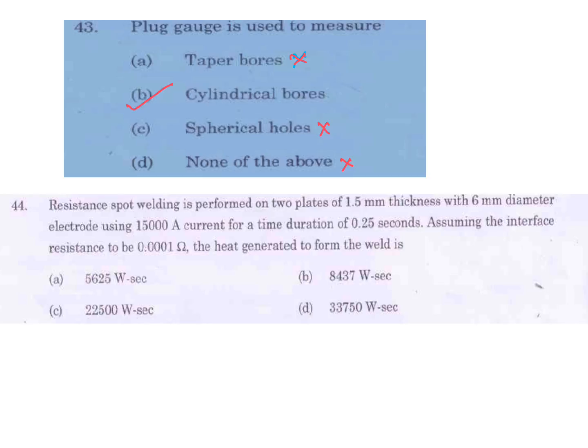Next question. Resistance spot welding is performed on two plates of 1.5 mm thickness with a 6 mm diameter electrode using 15,000 amps current for a time duration of 0.25 seconds. Assuming the interface resistance to be 0.0001 ohm, the heat generated to form the weld is how much? H equal to I square R T, in watt second.